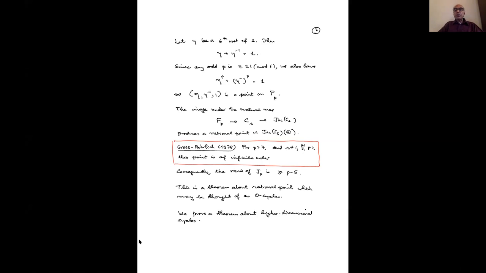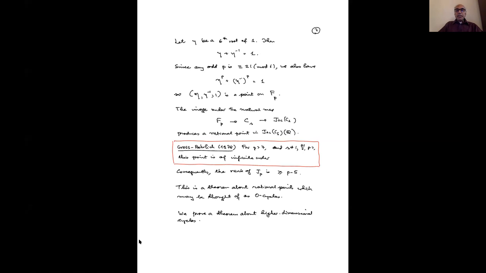And then from the quotient curve, I can go to the Jacobian. By the way, if you're not familiar with the Jacobian, don't worry. In a few minutes, I'm going to explain what that is when we talk about cycles as well. Just think of it as an abelian variety of dimension equal to the genus of the curve.